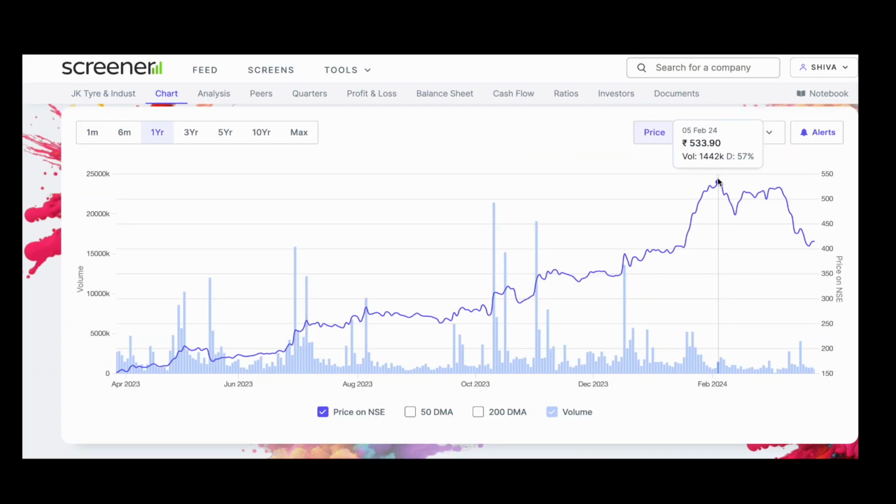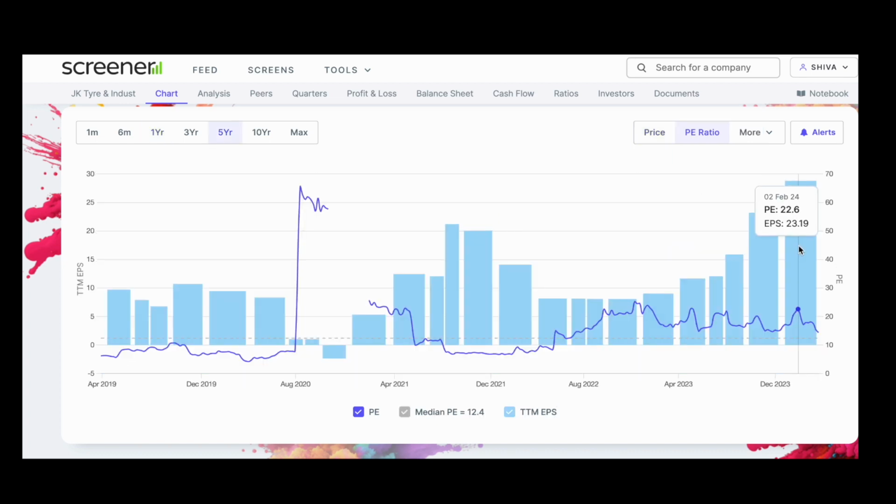Here we can see the chart for 1 year. Its high value is around 533 in February, and we can also see its PE is 22.